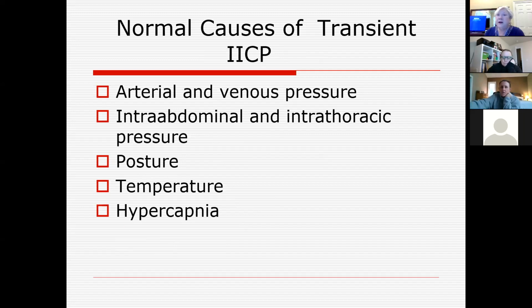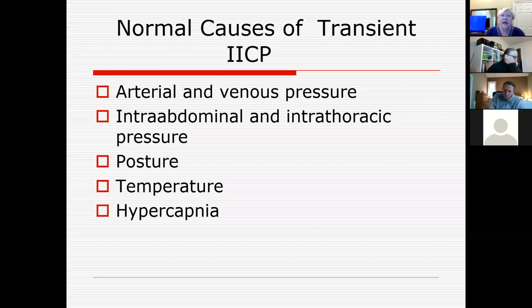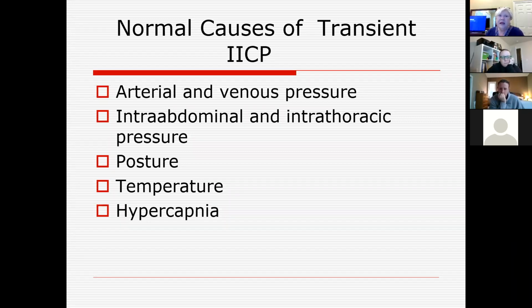So if your blood pressure goes up, your ICP is going to go up. But then when your blood pressure comes down, your ICP comes down. So you could have a fight or flight, get scared, and your blood pressure shoots up, and so your ICP shoots up, but it's going to come down, and your body's made to handle transient increases in intra-abdominal or intrathoracic pressure.